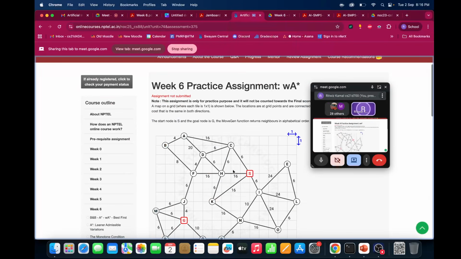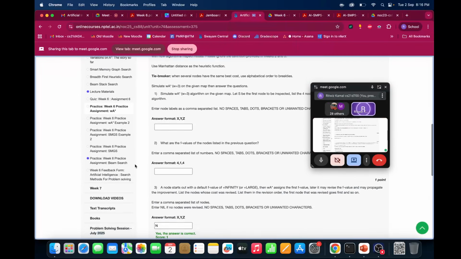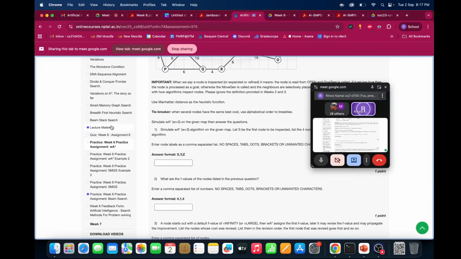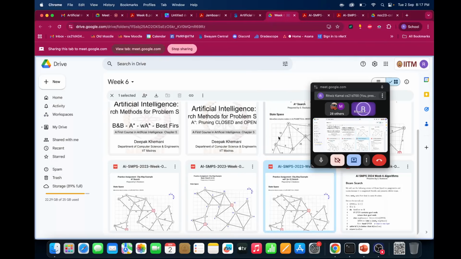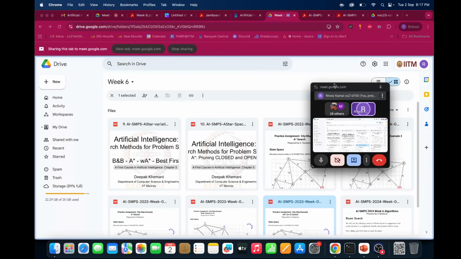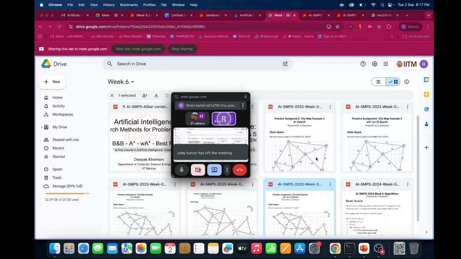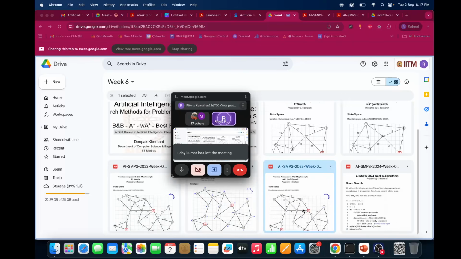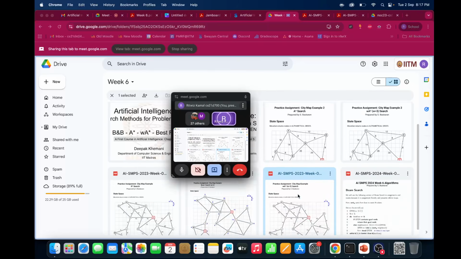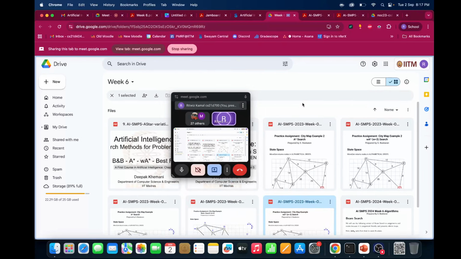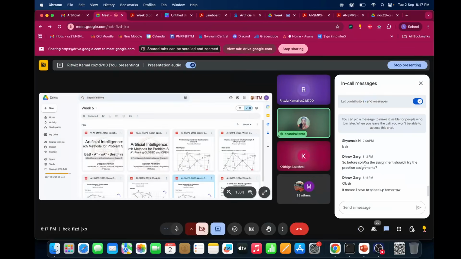I am hoping that they would be available for all other practice assignments as well. When you go to lecture materials, there were solutions for at least two of the practice assignments that we discussed. So I'm hopeful that the other questions will also have some solutions. If you're not checking the lecture material folders, I highly encourage you to do so.